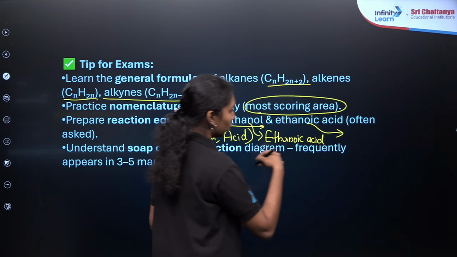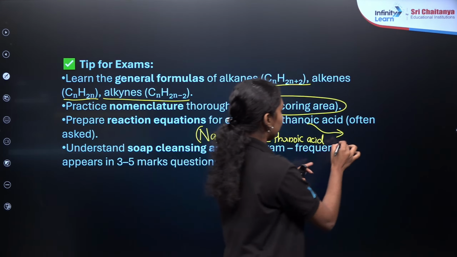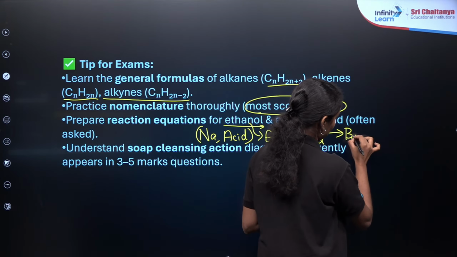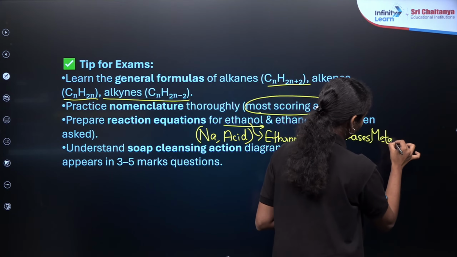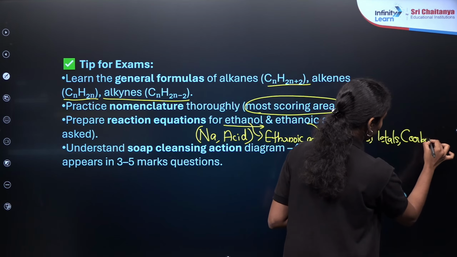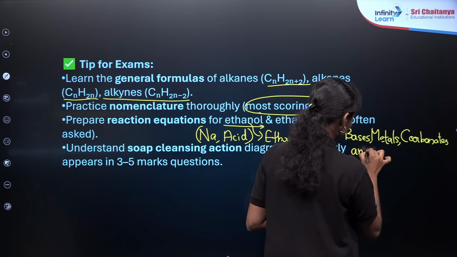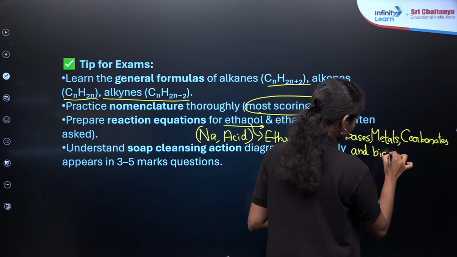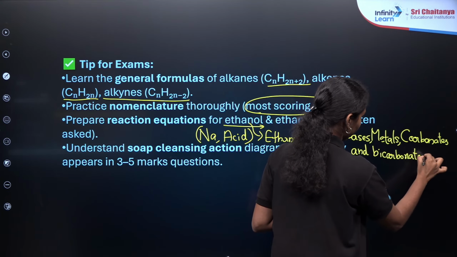Then what about the reactions of ethanoic acid? The reaction with sodium hydroxide, like any bases, right? Reaction with bases, metals, carbonates and bicarbonates, right? Carbonates and bicarbonates. Then the last one is the esterification reaction.